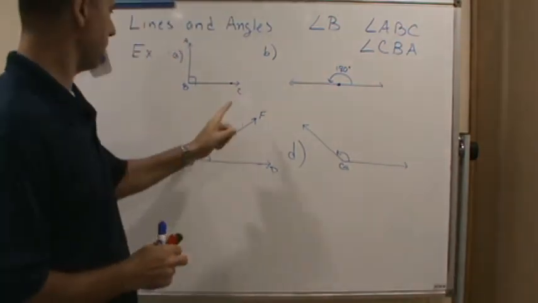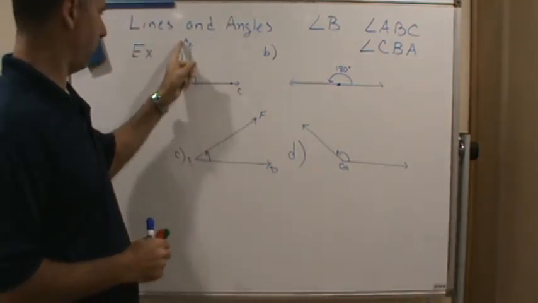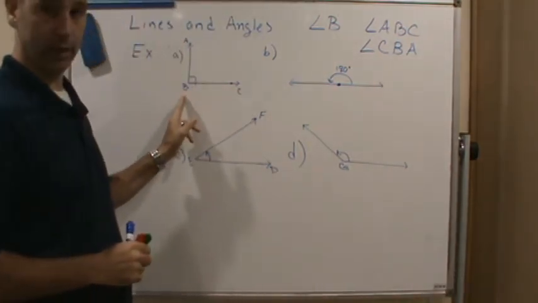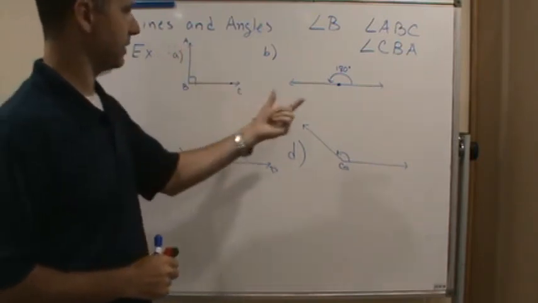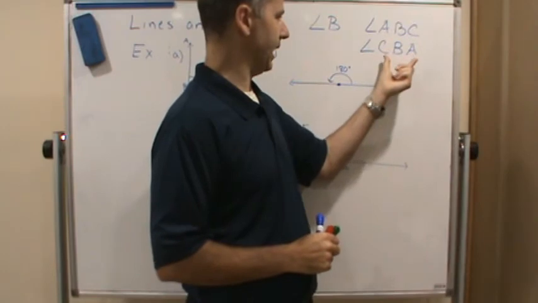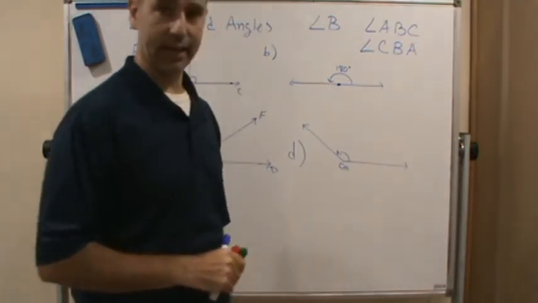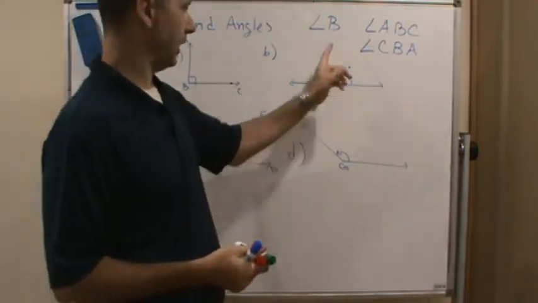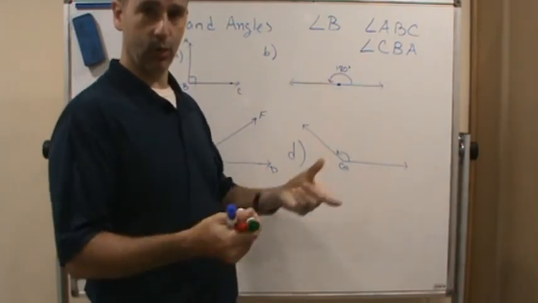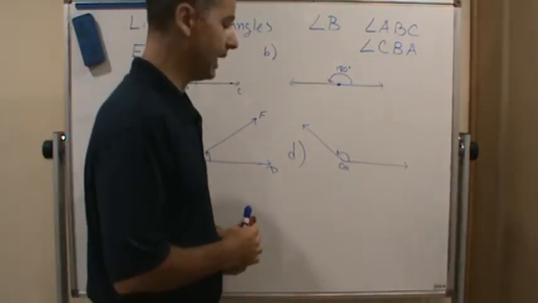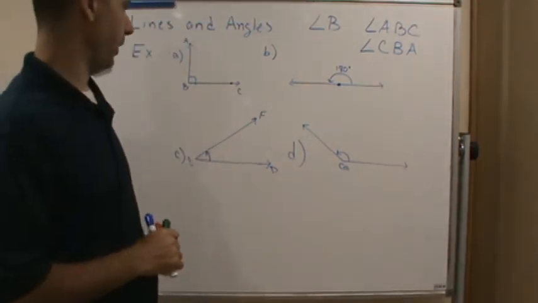We always start at one point and go this way, or we can name it by the vertex because it doesn't matter where these are. We could switch these. We could switch the B, A, and the C, and it represents the same angle. So that's why a lot of times we'll just say angle B, and we'll know what it means. But that's the naming structure for angles.